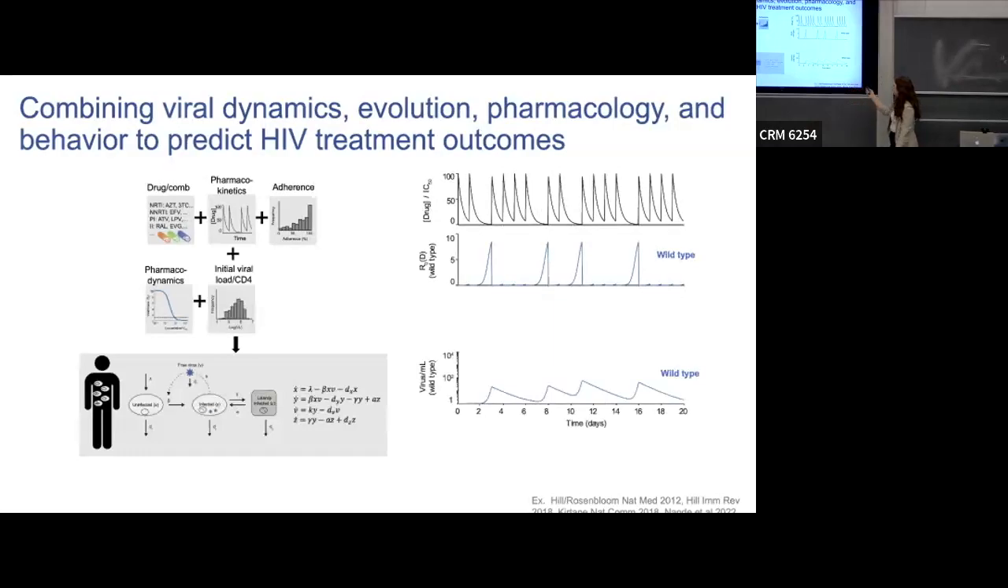And then using this mathematical modeling framework, we can integrate that all to say, what do we expect viral levels to be over time? And how are they affected during these periods of missed doses?